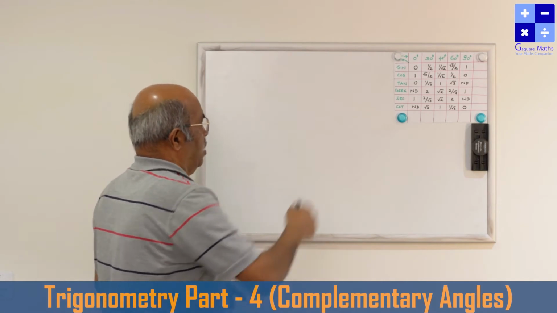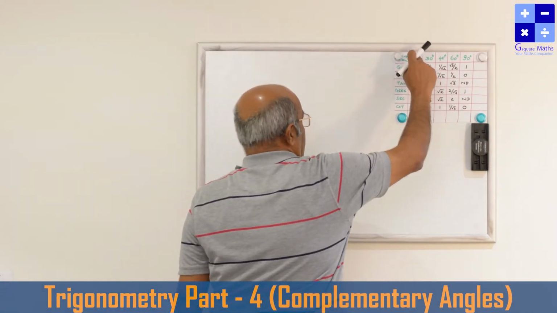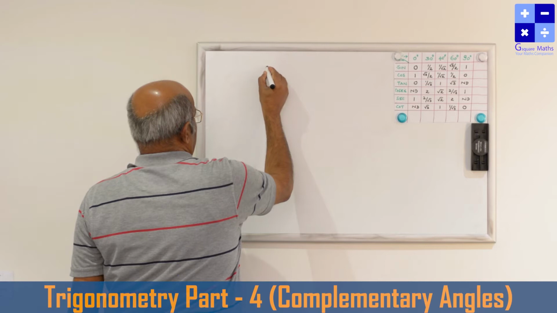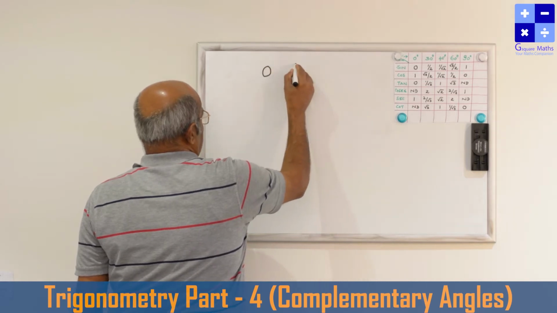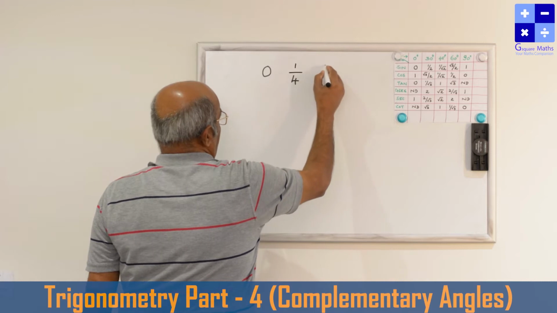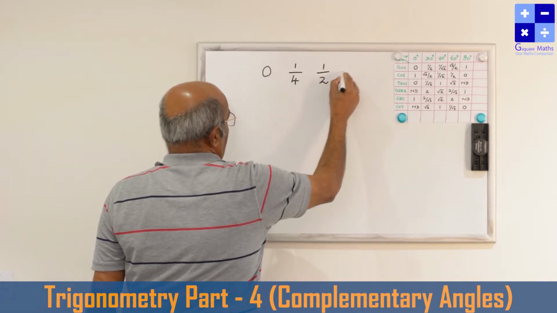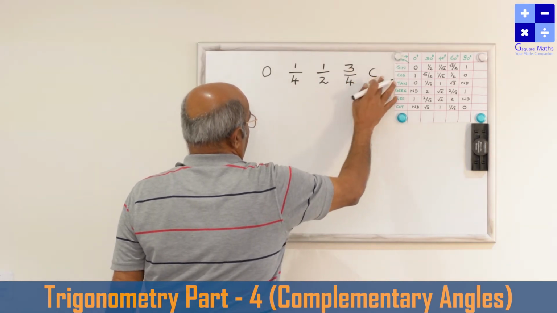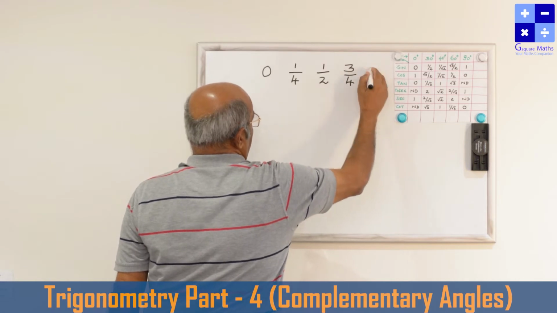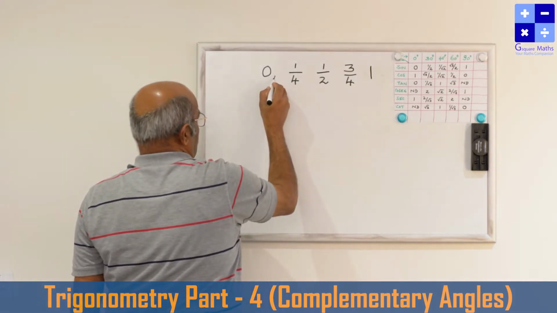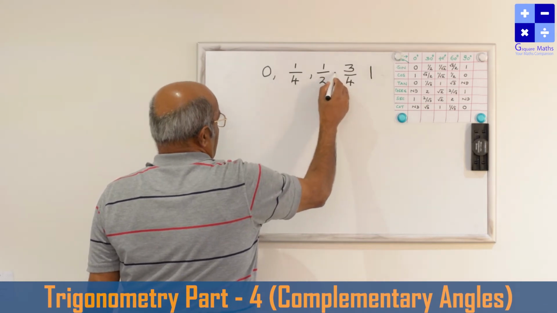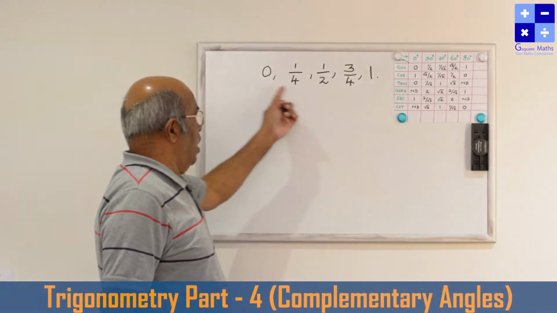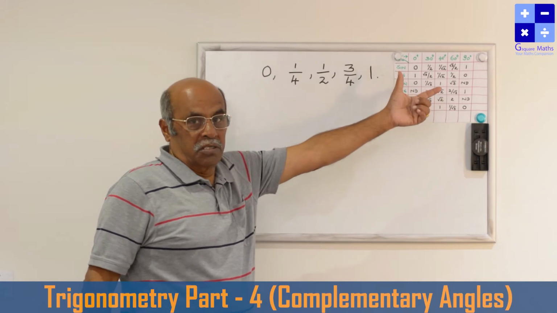So now how to fill this? Write the ratios in this order and the angles are 0, 30, 45, 60, 90. How to fill it out? Let us take these values. I am starting from 0, then quarter, half, 3/4 and 1. 5 values and 5 boxes. I want to fill it up.